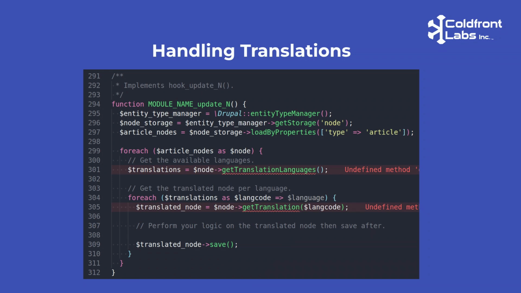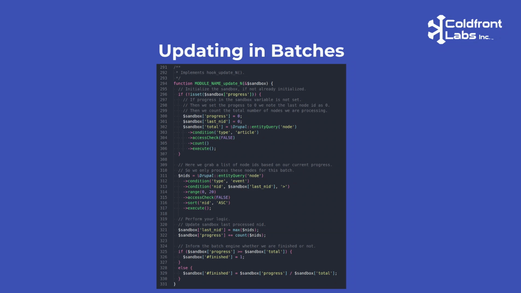And then next is handling translations. So you can have a field that's translatable, and you want to make sure that you copy that data over as well. How you would do that is when you're iterating over the nodes that you want to update, you can call get translation languages, which will get the language, for example FR for French, EN for English, whatever you have set up. And then you can iterate over each of the language codes and get the translated node. That way, if you have a different value for French or English, you can update it based off of that.